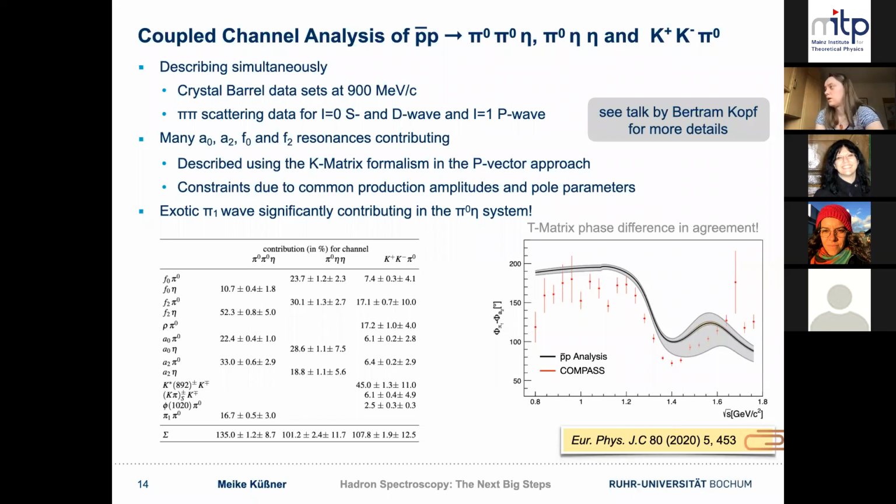And furthermore, it was very interesting because here on the right side, you see the phase motion, so the phase difference between the pi1 and a2 waves, which was also carried out before by COMPASS. And this is not a fit here, but just a comparison. So it's very interesting that with the p-pbar analysis, one basically gets the same shape without using this data, so with a completely different production mechanism.